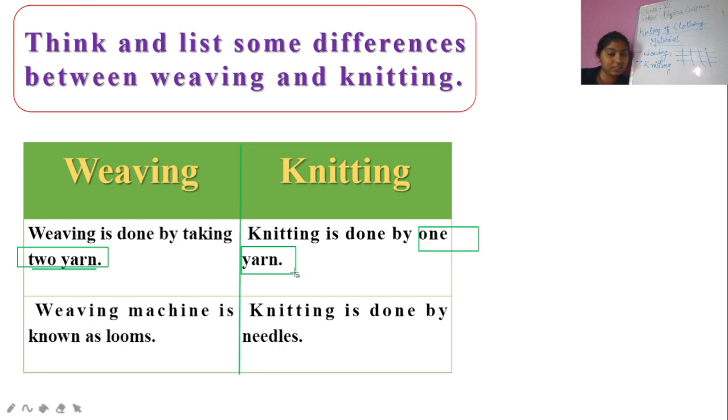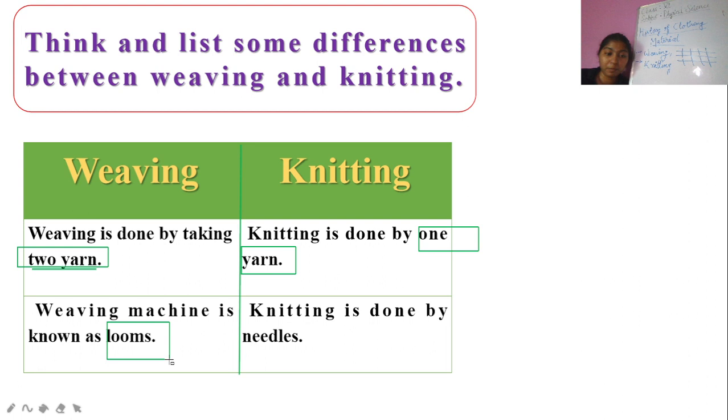Weaving machine is known as loom. For the weaving purpose, we have a machine which is known as a loom, right? And for the knitting purpose, we have knitting needles. So these are the main differences if we talk about these two processes, that is weaving and knitting. Okay students.